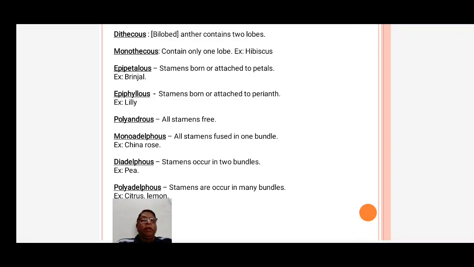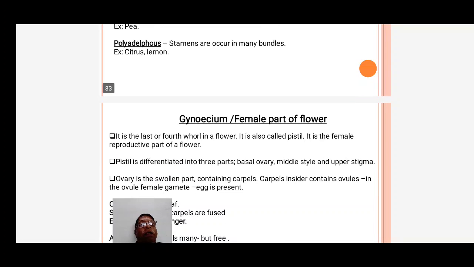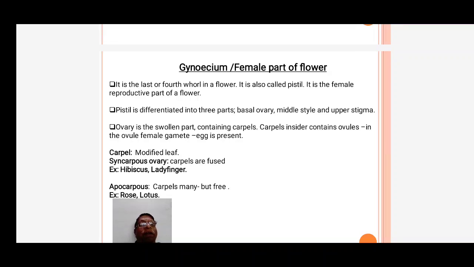Epiphyllous. When the stamens are borne on tepals or perianth lobes, then we call them epiphyllous. Epi means above the tepals. The stamens are borne.